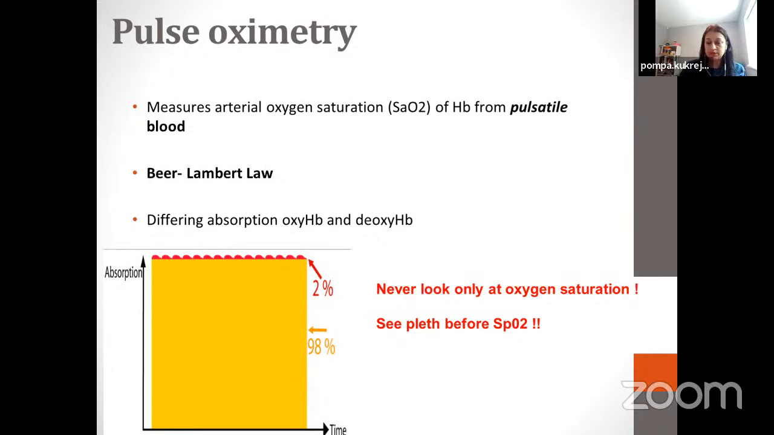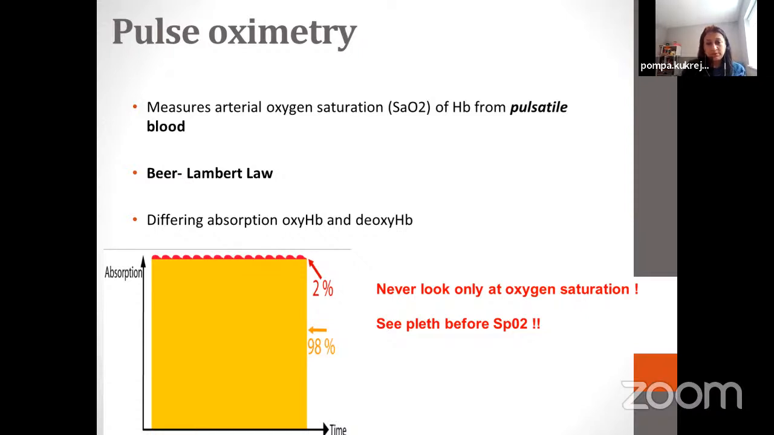But essentially it measures the saturation of hemoglobin from pulsatile blood flow, and is based on the principle of Beer-Lambert law, which basically shows that the intensity of light decreases with increased concentration of solutes, and also the intensity of light traveling decreases as the distance increases. So basically, you are looking at the chromatic properties, and it measures the difference in absorption of oxyhemoglobin and deoxyhemoglobin.